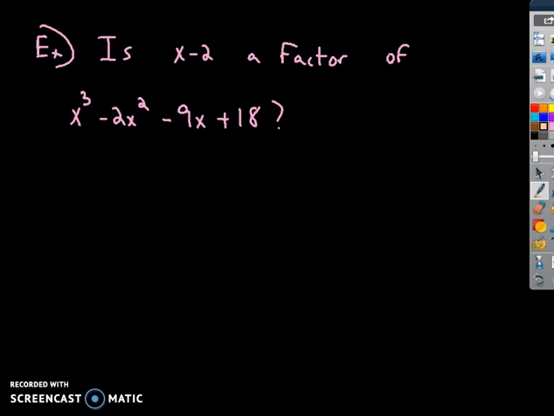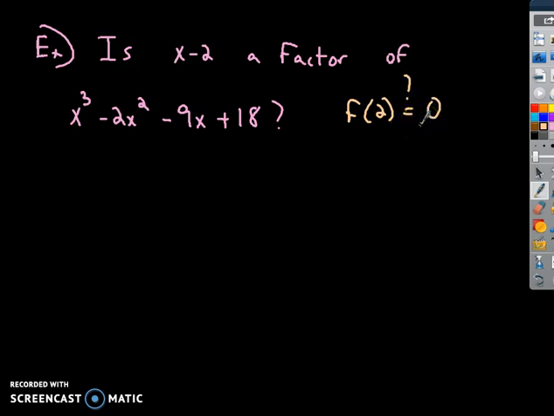Alright, I'm about to erase this screen. This is the example. Is x subtract 2 a factor of this polynomial? Considering the last note, if x subtract 2 is a factor, then f of 2 equals 0, if it is a factor. So the question is, does f of 2 equal 0?